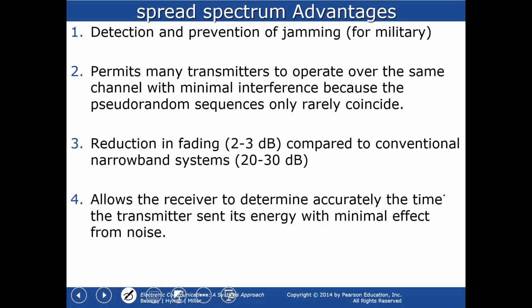Also, the reduction in fading. Usually when we're transmitting a signal, it will attenuate until it goes to the receiver. The amount of attenuation or fading only decreases by 2 to 3 dB, compared to conventional narrowband systems that will decrease by 20 to 30 dB. Also, it allows the receiver to determine accurate information about the time the transmitter sent its energy, with minimum effect from the noise. So these are the main advantages of spread spectrum.